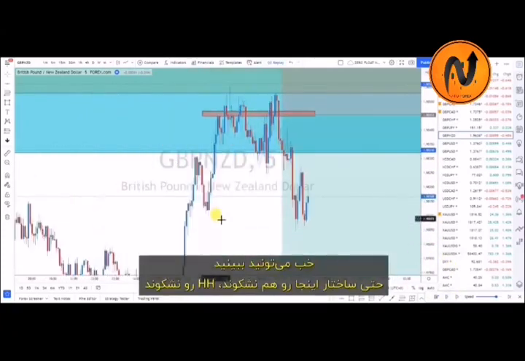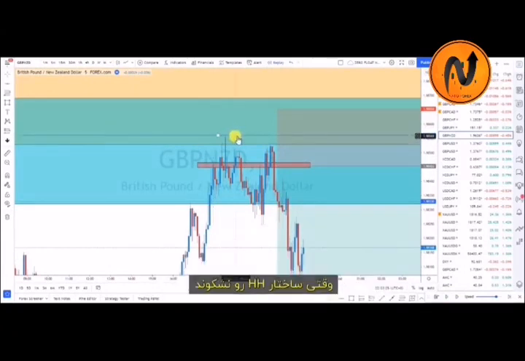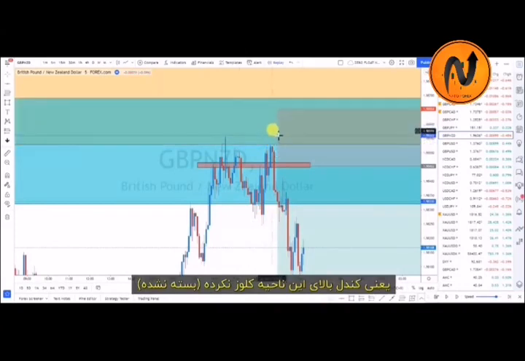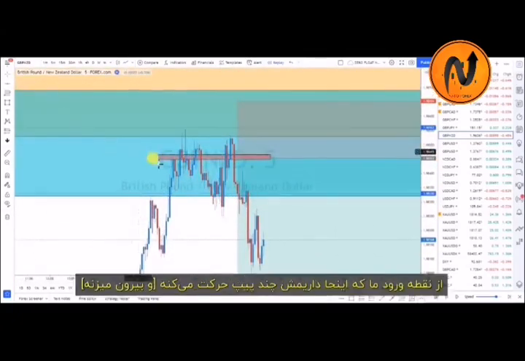Okay guys, you can see it did not even break this structure here, the higher high. When it did not break this structure higher high, meaning the candle did not close above this area, then the chances of the price coming down is still very high, okay? As we can see, it floats. So how many pips does it float?